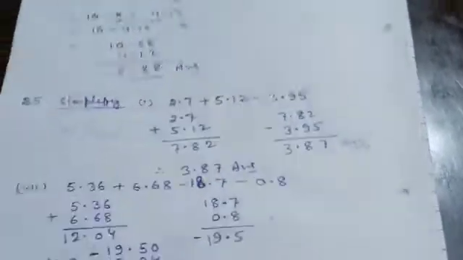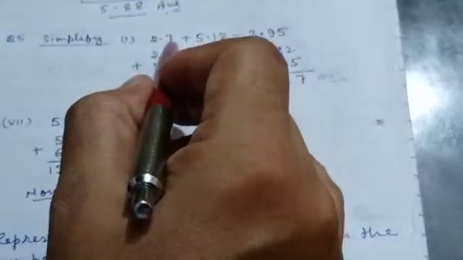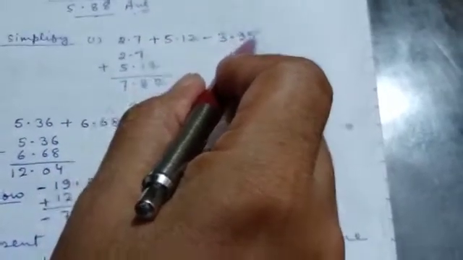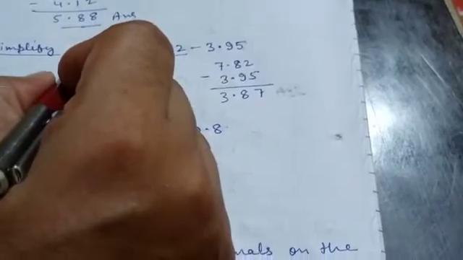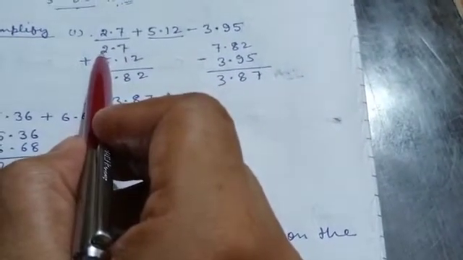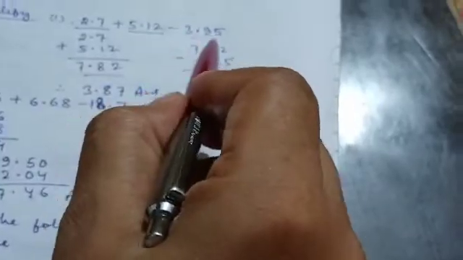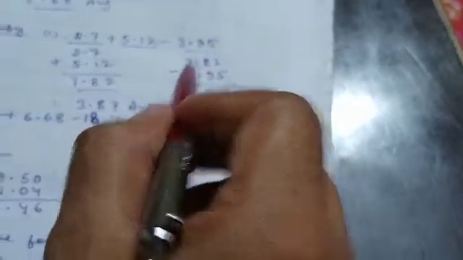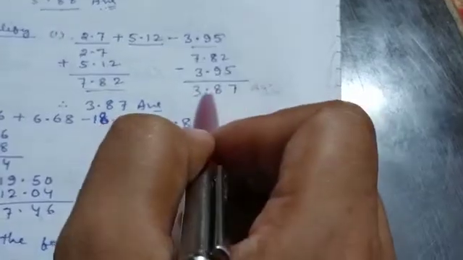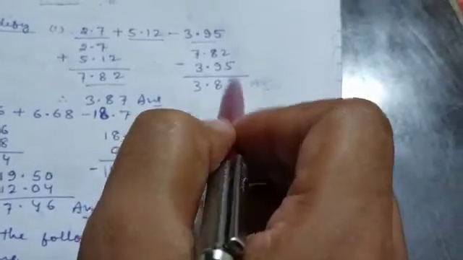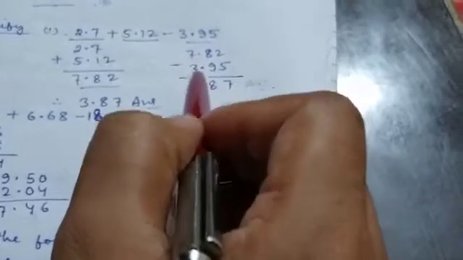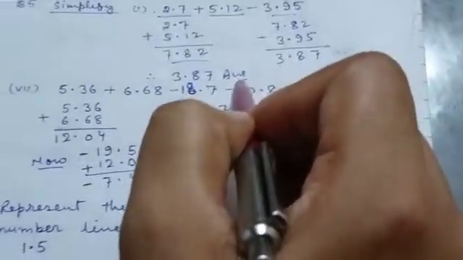Next, question number 5. Simplify. First part, 2.7 plus 5.12 minus 3.95. First we will add all the positive numbers. What are the positive numbers? This number and this number are positive. It has no sign, it means it is positive. So let us arrange their decimals. 2.7, 5.12. After adding we will get 7.82. And from this number we have to subtract 3.95. Let us see. 7.82 minus 3.95. 12 minus 5 is 7. 17 minus 9 is 8. And 6 minus 3 will be 3. So 3.87 will be our answer.